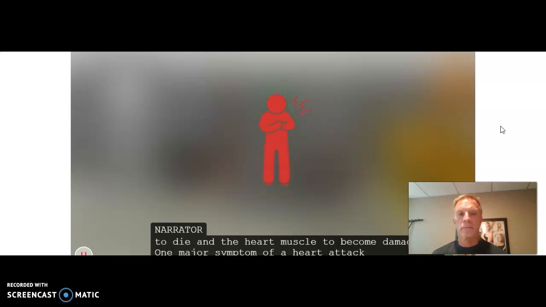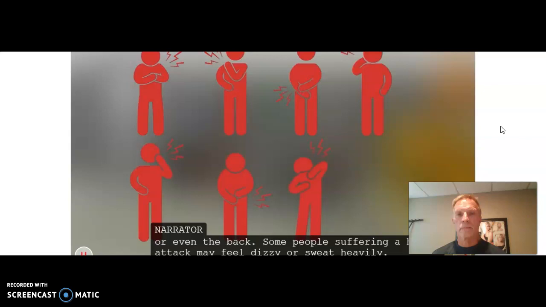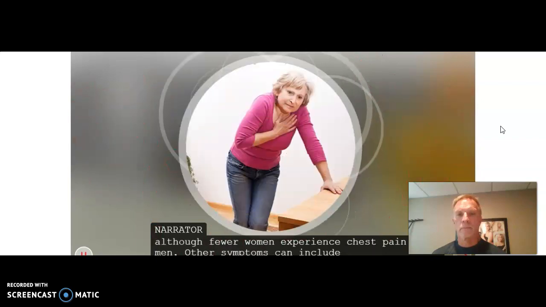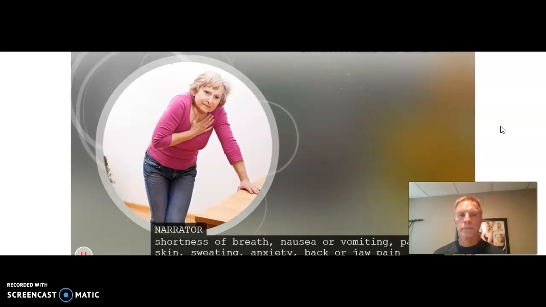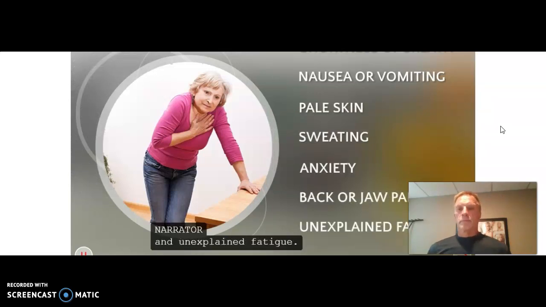One major symptom of a heart attack is a tightness, pressure, or pain in the chest that continues or comes back despite resting or taking medication. Pain may spread to the shoulder, arm, neck, jaw, stomach, or even the back. Some people suffering a heart attack may feel dizzy or sweat heavily. Both men and women can experience similar symptoms of a heart attack, like chest pain, although fewer women experience chest pain than men. Other symptoms can include shortness of breath, nausea or vomiting, pale skin, sweating, anxiety, back or jaw pain, and unexplained fatigue.